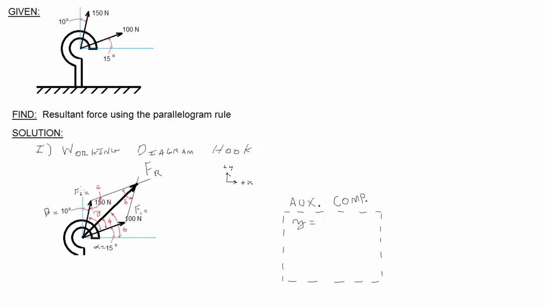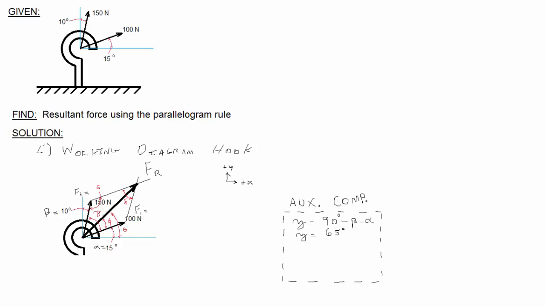So if we look at our angle gamma, first of all, between the x and y axes, which are blue here, I have 90 degrees. I already know that alpha is 15 and beta is 10, so gamma is the remainder. So gamma would be 90 degrees minus beta minus alpha. So that means my gamma equals 65 degrees.